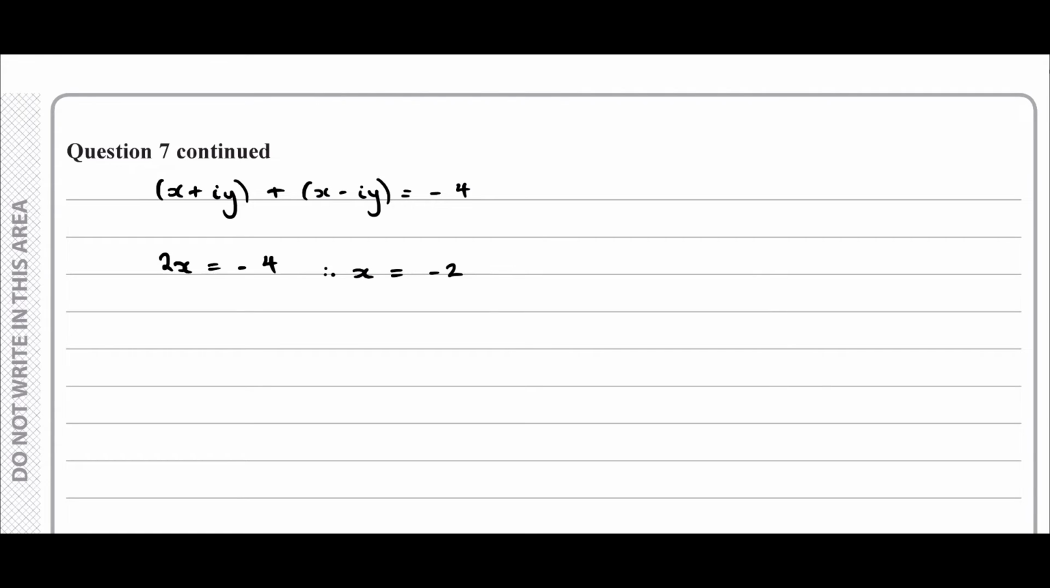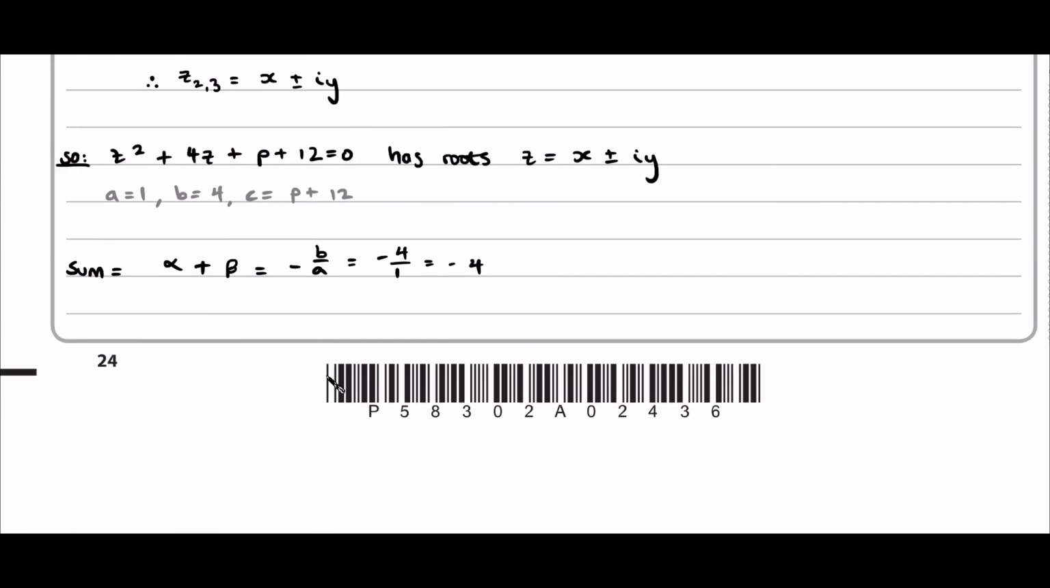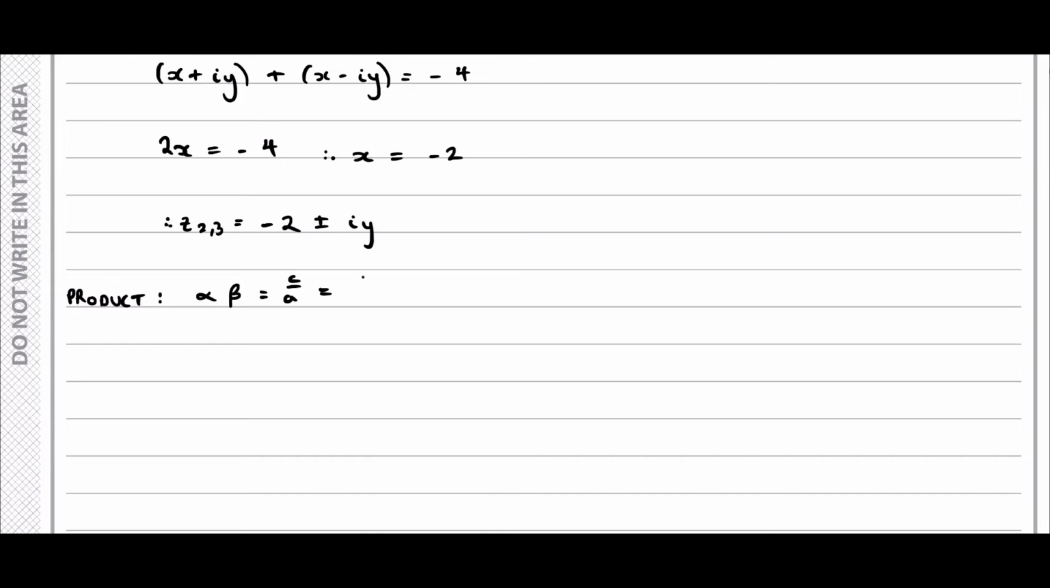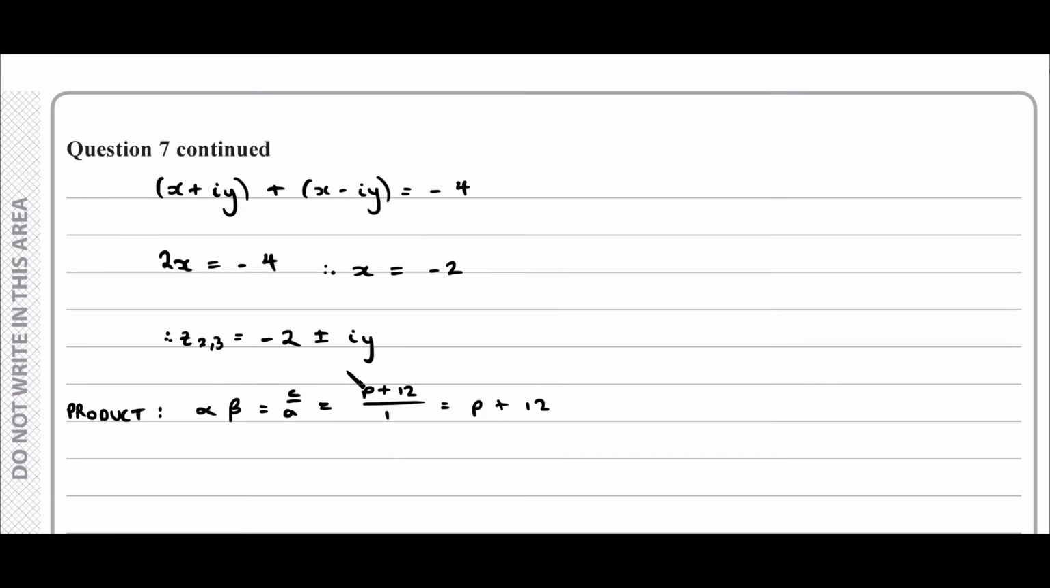So what does this mean? Well, it means that Z2, Z3 will be of the form minus 2 plus minus iy. And if we consider the product of our roots, the product is equal to alpha beta. So alpha beta is equal to c over a. C is given as p plus 12. A is equal to 1. So c over a is p plus 12 over 1, which is p plus 12. We might use this later on.